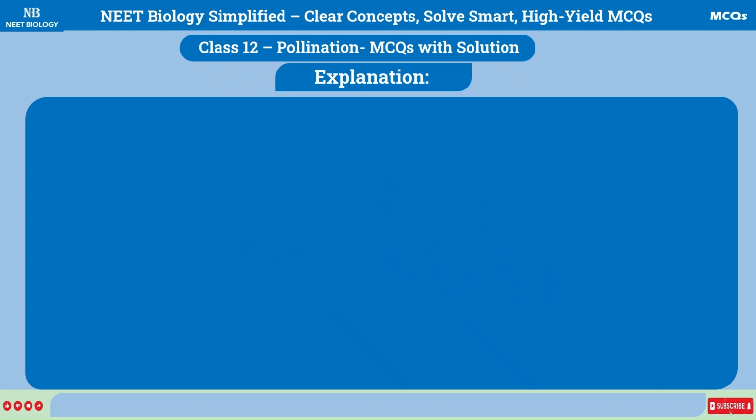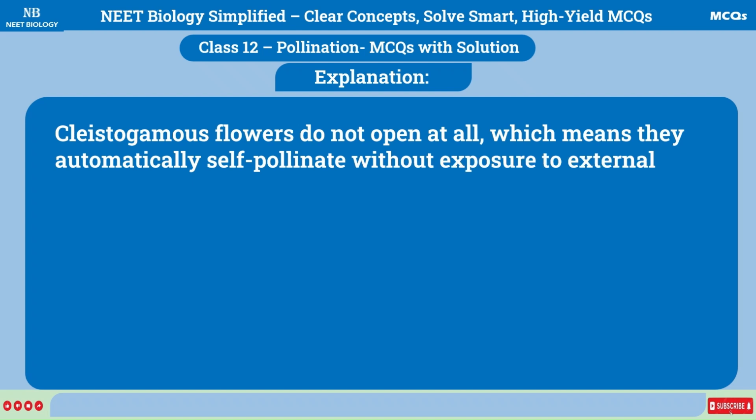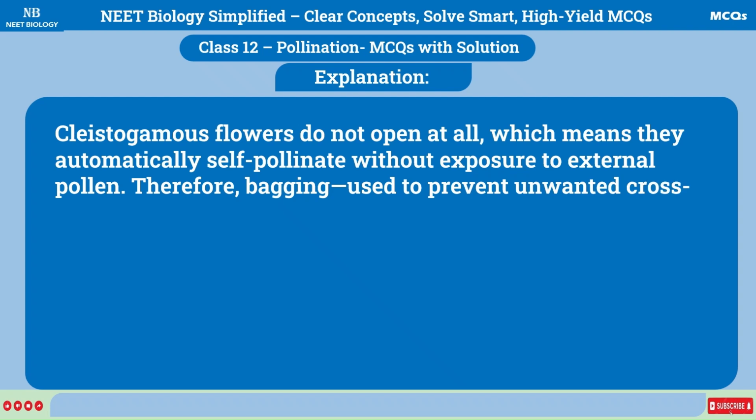Explanation: Cleistogamous flowers do not open at all, which means they automatically self-pollinate without exposure to external pollen. Therefore, bagging, used to prevent unwanted cross-pollination, has no role.